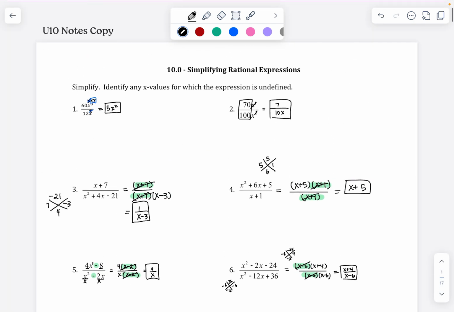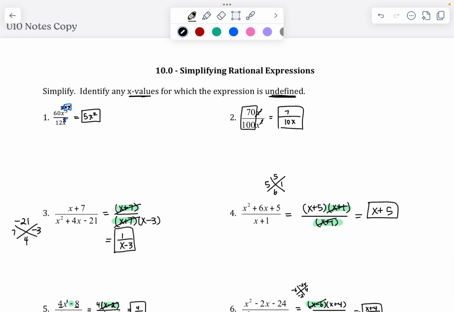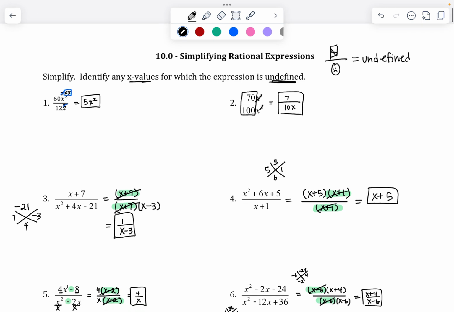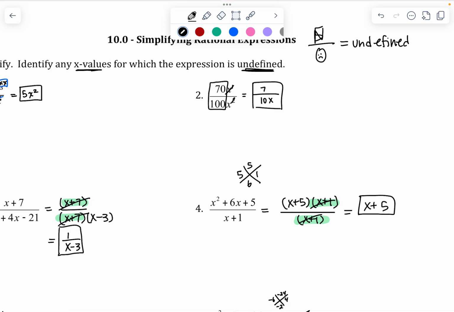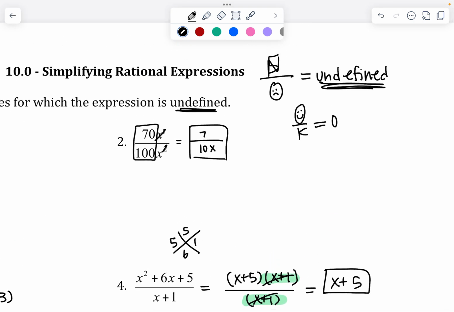Right, the other part of this is identifying any x values for which the expression is undefined. And so remember, a rational expression is undefined if you have a 0 on bottom. If you have a 0 on bottom of a fraction, it's undefined. And so that n on top could be any number. It could be 5 over 0. It could be 100 over 0. Anything divided by 0 is undefined. Where if 0 is on top, that's okay. That just equals 0. So 0 over anything is 0. Anything over 0 is undefined.